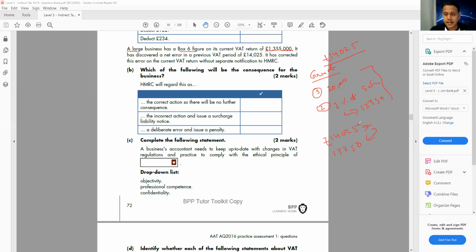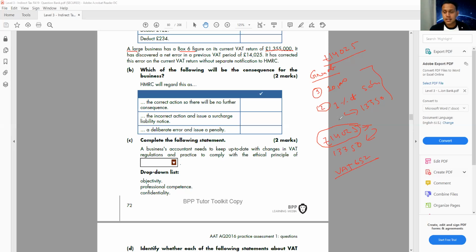If the net error is higher than the threshold, we need to tell HMRC separately. We have to tell HMRC separately about this error. And does anyone remember which form we use to tell HMRC about the error? It is VAT 652. Very well done. This one also comes in the exam, VAT 652. We use this form when we need to tell HMRC something separately.